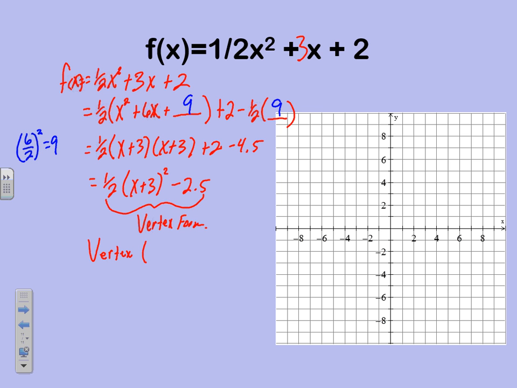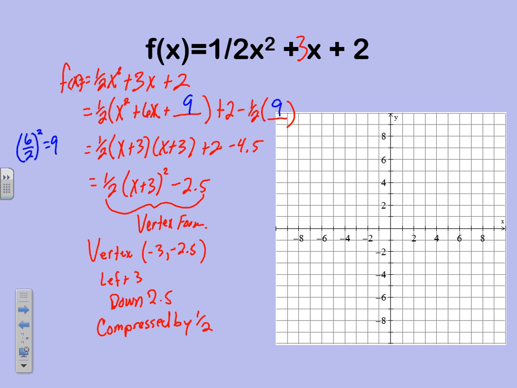The vertex here is going to be -3 and -2.5. The transformations that occur says we're going to go to the left 3 spaces and down 2.5 spaces. And that 1/2 for the a value says that this is not stretched, rather it is compressed by 1/2, meaning that whatever the parent function does vertically, we're now going to only do half of that.